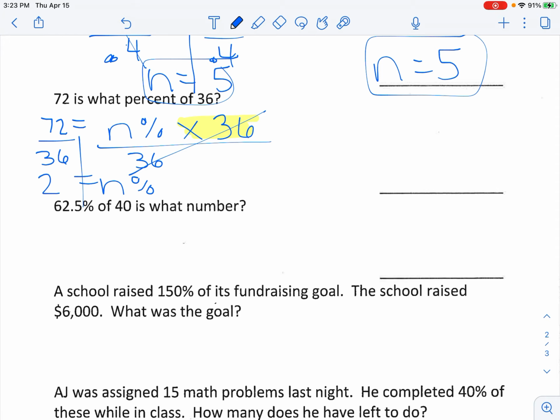Now, the question is asking what percent. So N percent equals 2. Remember the number 2 is equal to 200%. So N equals 200%.